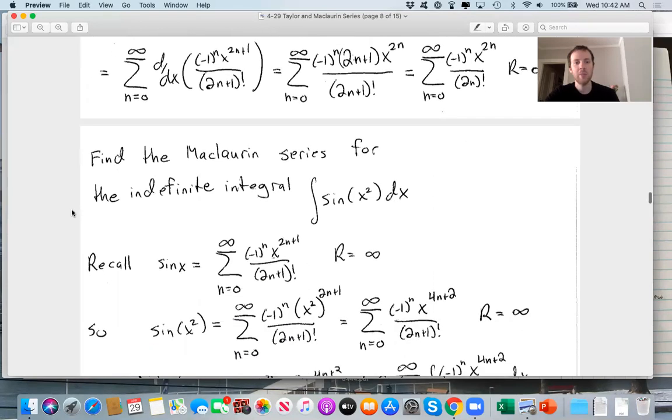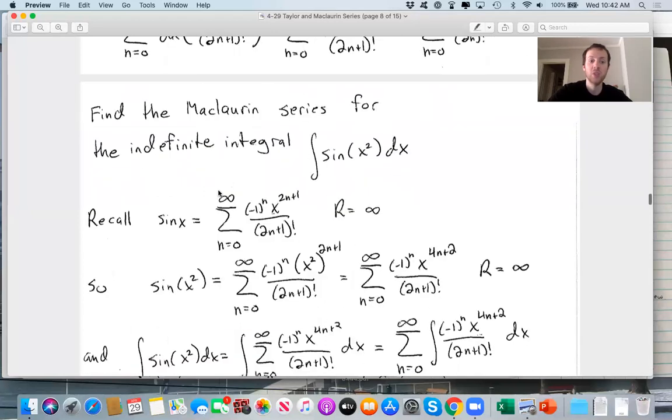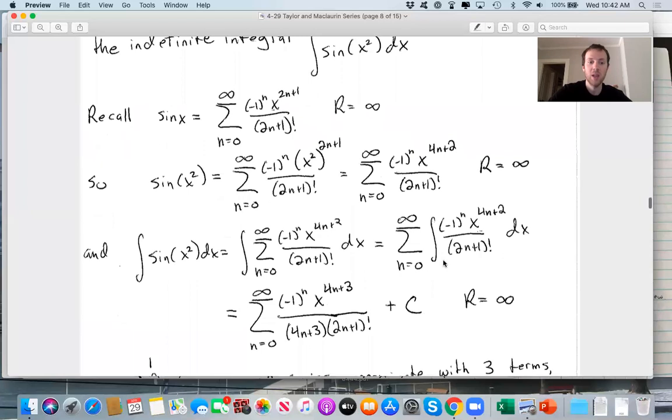So we can ask the same kind of questions, the integral of sine of x squared. We know sine has its series. If we substitute x squared into the series, that multiplies the exponent by 2, and we can integrate that series. If we integrate this using the power rule, the exponent increases from 4n plus 2 to 4n plus 3, and we divide by the new exponent.